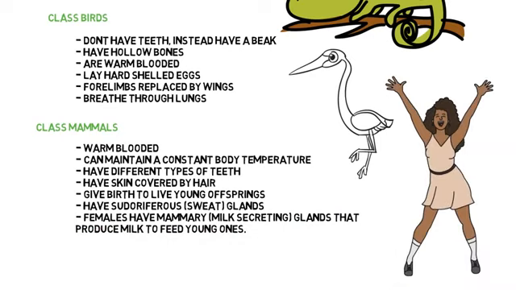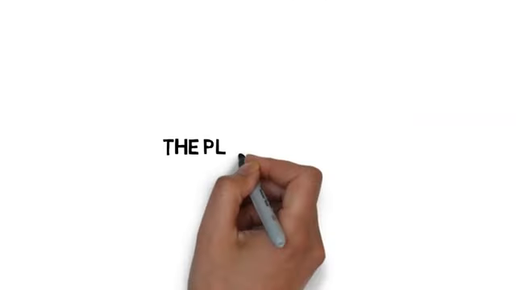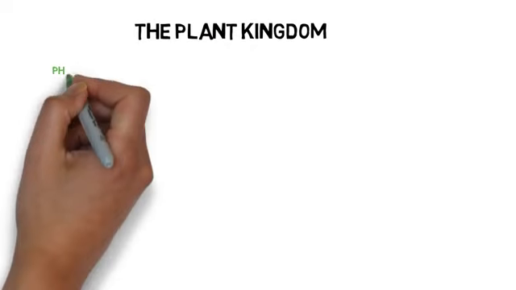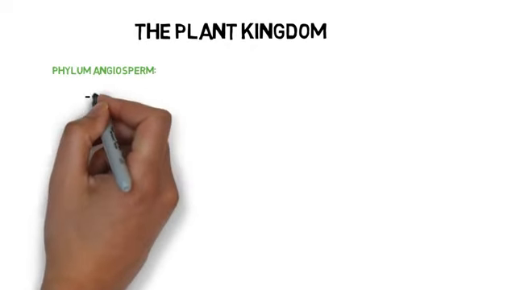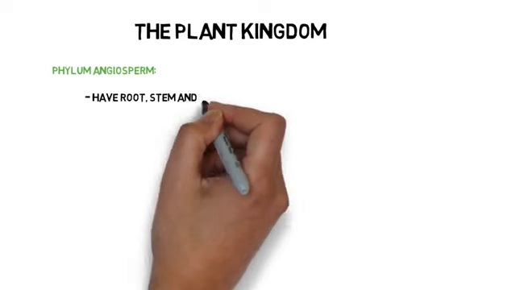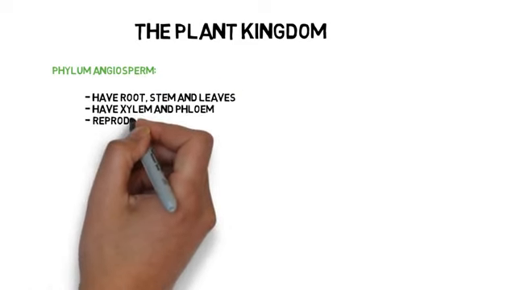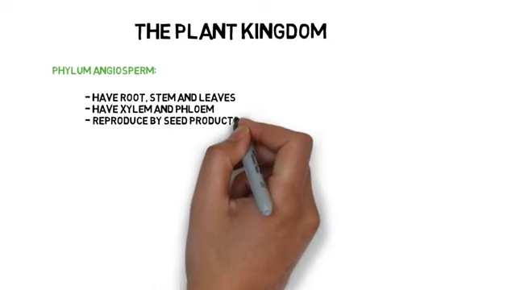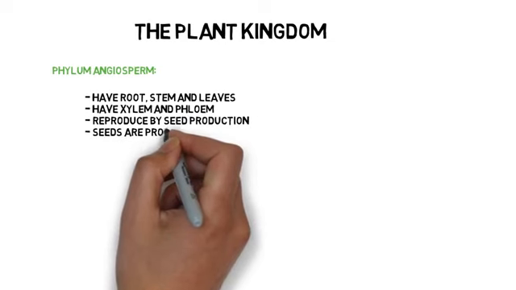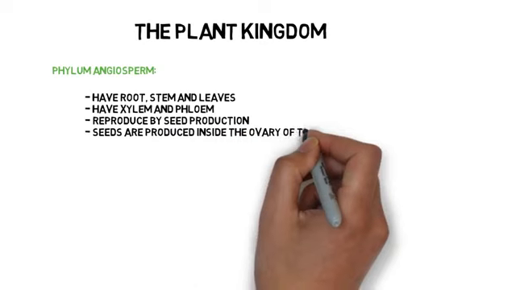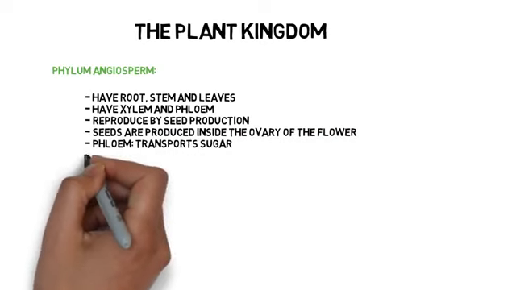The plant kingdom. Phylum Angiosperm. Have root, stem, and leaves. Have xylem and phloem. Reproduce by seed production. Their seeds are produced inside of the ovary of the flower. The phloem transports sugar, and the xylem transports water and minerals.